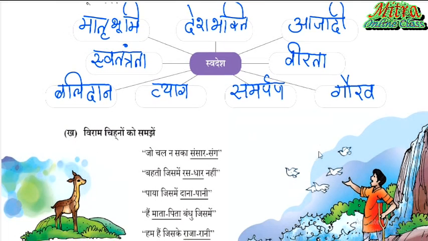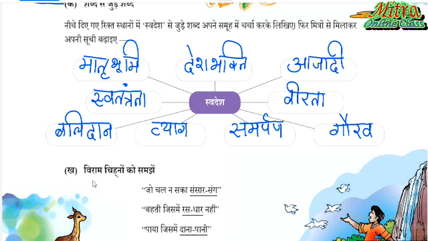So now come to the next book exercise. विराम चिन्हों को समझें. विराम चिन्ह means punctuation mark. This punctuation mark, we are going to learn that hyphen. So the hyphen used in word formation in Hindi grammar, this is called the samas.